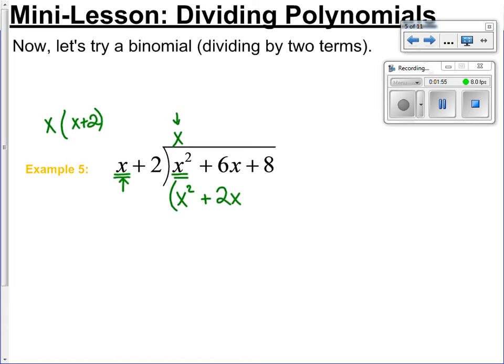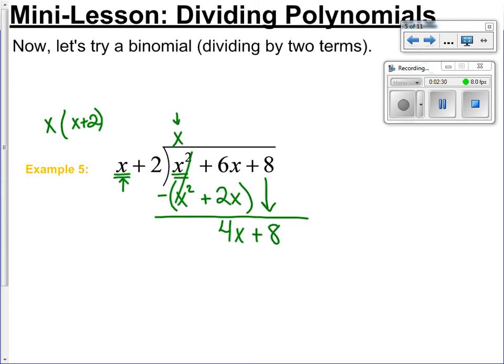Now, just like normal long division, I need to subtract those quantities. So x squared minus x squared, well, that'll be 0 because that cancels out. And then I would have 6x minus a positive 2x. So positive 6 minus positive 2 is 4x. And then we bring down our next term, so 4x plus 8.